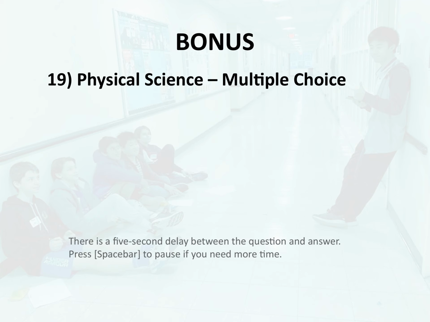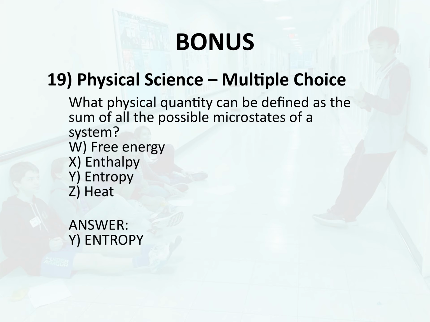Bonus 19. Physical science, multiple choice. What physical quantity can be defined as the sum of all the possible microstates of a system? W. Free energy. X. Enthalpy. Y. Entropy. Z. Heat. Answer. Y. Entropy.